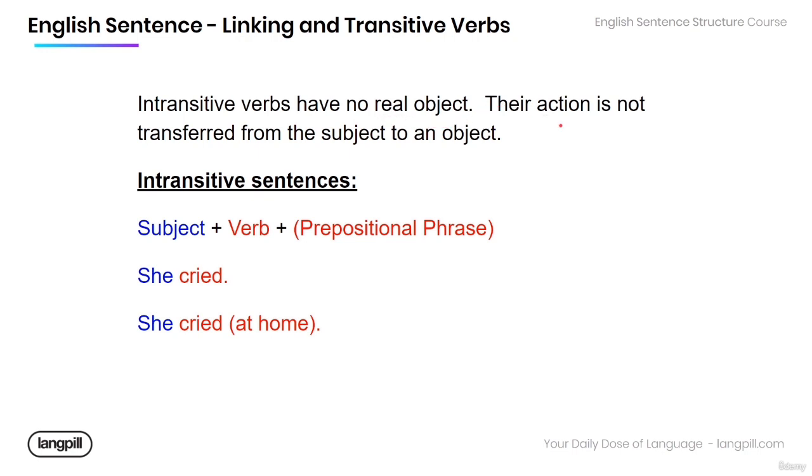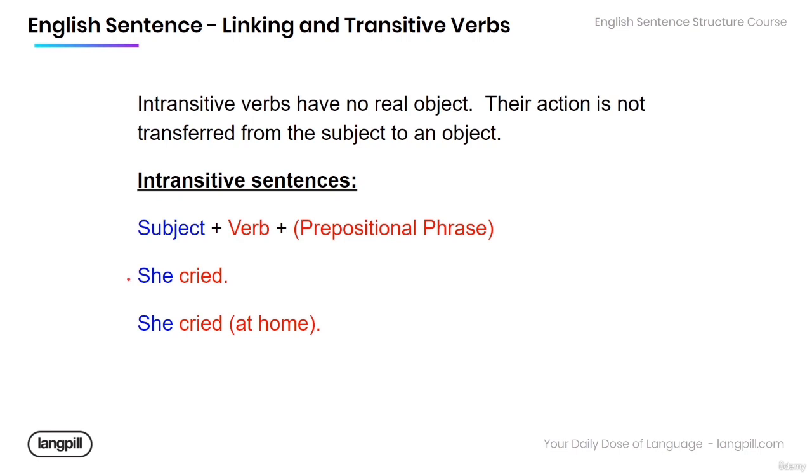That means that their action is not transferred from a subject to an object. Okay? It's not transferred from a subject to an object. So these intransitive verbs will have the following structure. We'll have a subject plus a verb. Okay? Many times that's it, just the subject and verb. And that is fine. That can be considered a complete sentence. Sometimes though, you'll have these extra words, a prepositional phrase at the end.